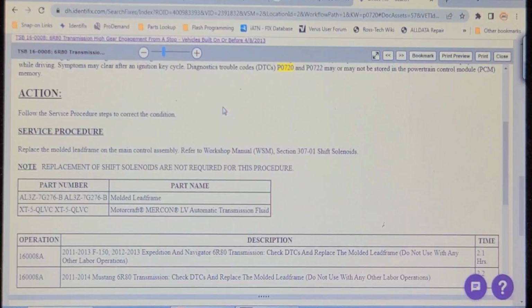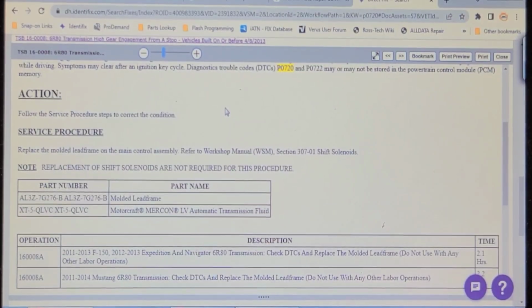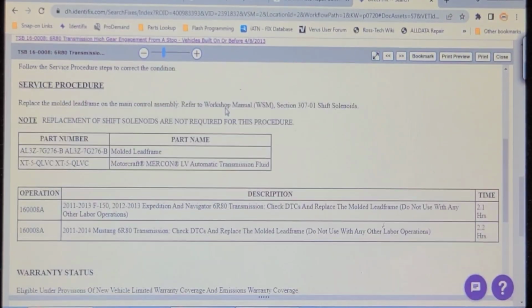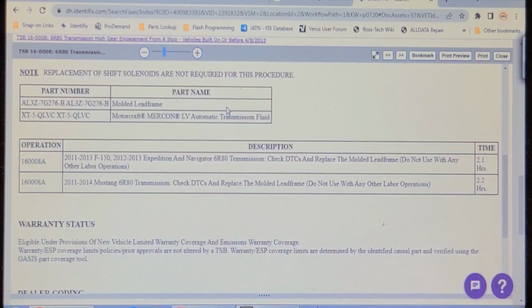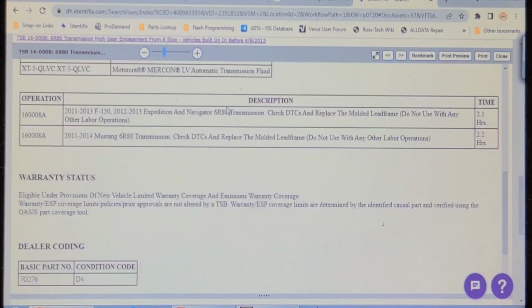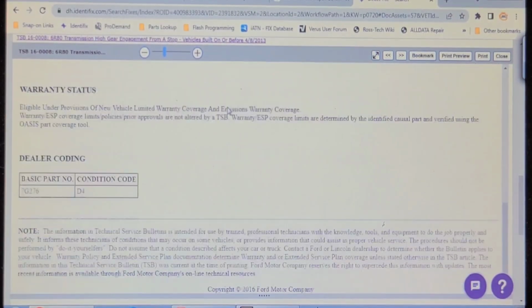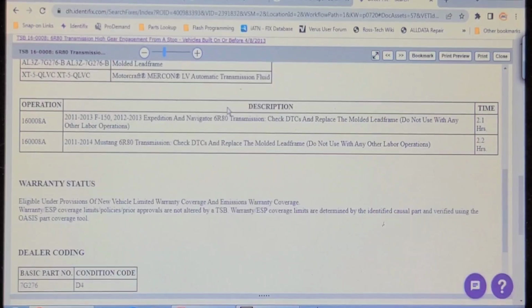Molded lead frame. Yeah, that means pulling the tranny pan and dropping the valve body, I think. Warranty status: new vehicle limited warranty coverage. It's not a policy. It's not a recall. But that sounds like our problem.